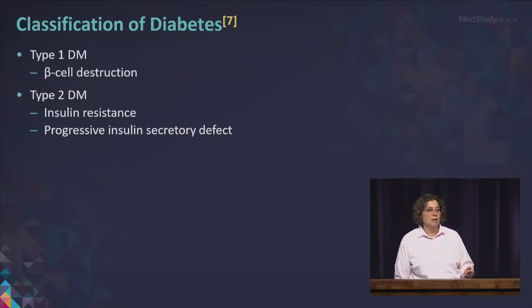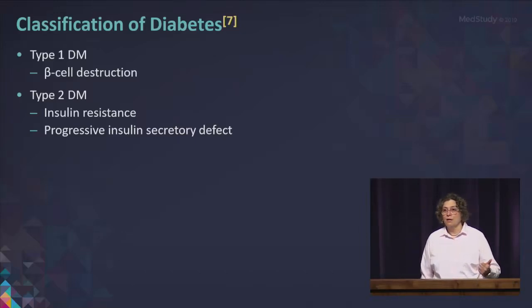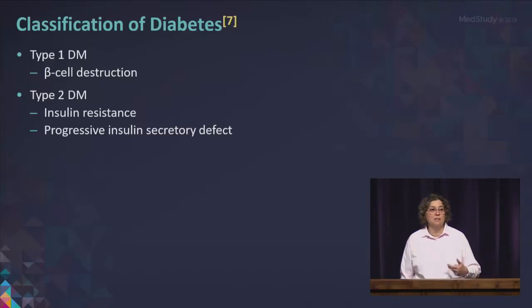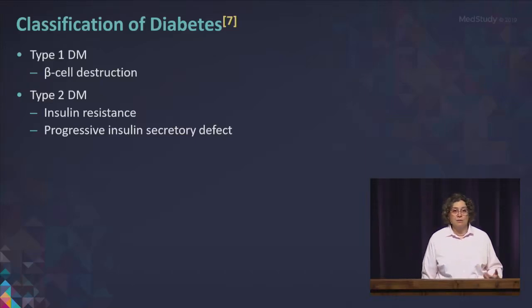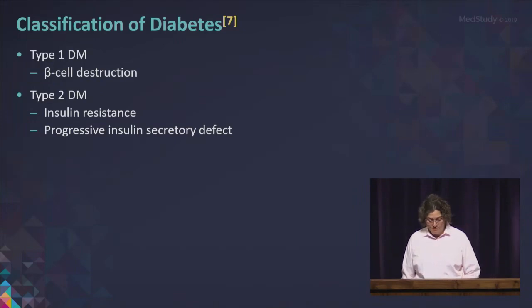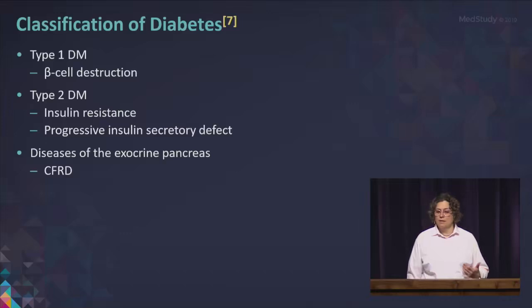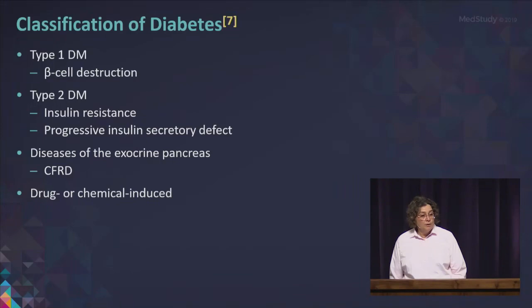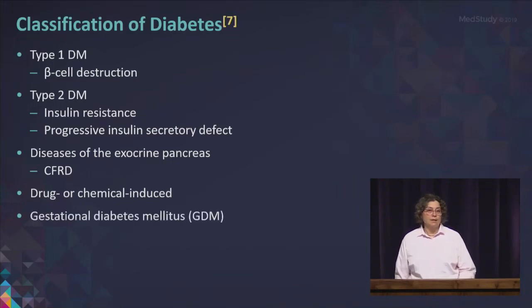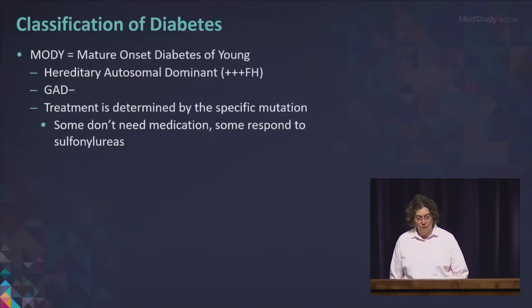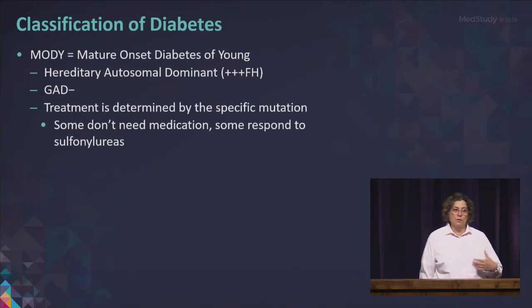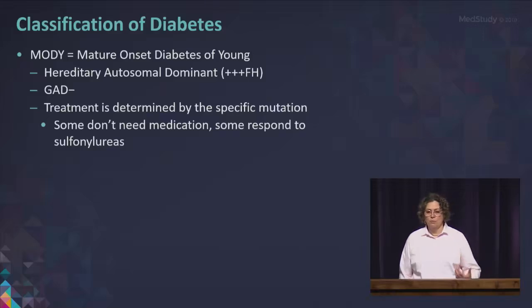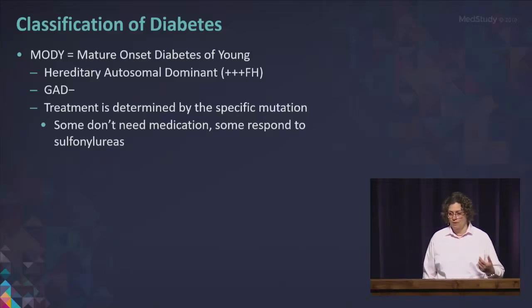So you're diagnosed maybe a little bit later in life. I have my metabolic friends of obesity, dyslipidemia, fatty liver, sleep apnea, acanthosis, PCOS. And then there's diseases of the exocrine pancreas, like cystic fibrosis-related diabetes, drug or chemical-induced diabetes, like immunosuppressant therapy or glucocorticoids, gestational diabetes while pregnant. And then there's 2 other ones I want to talk about. One is called MODY, which is mature onset diabetes of the young.